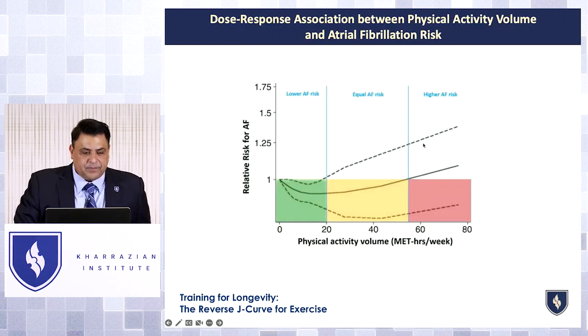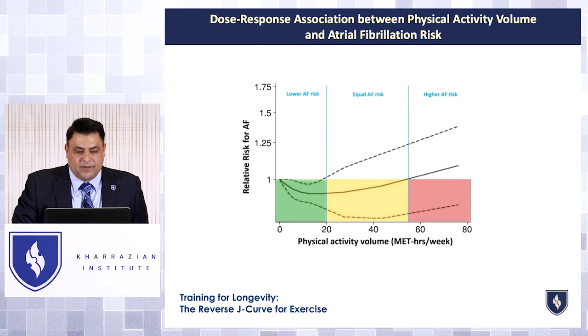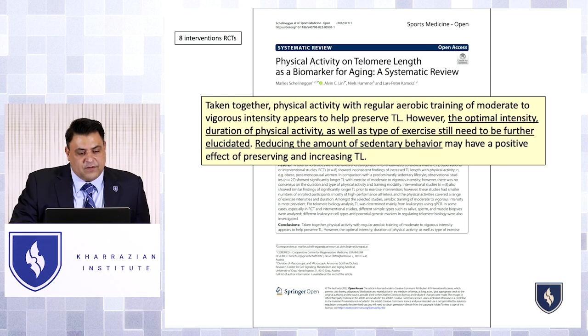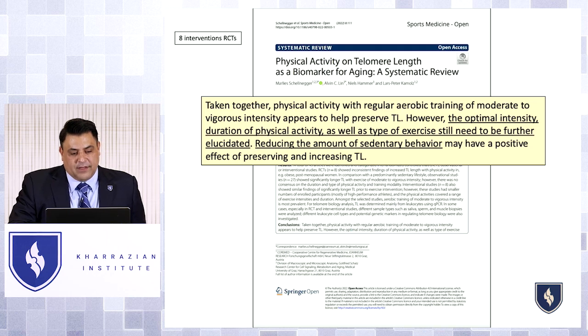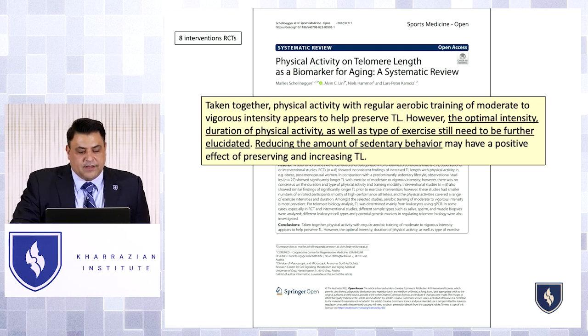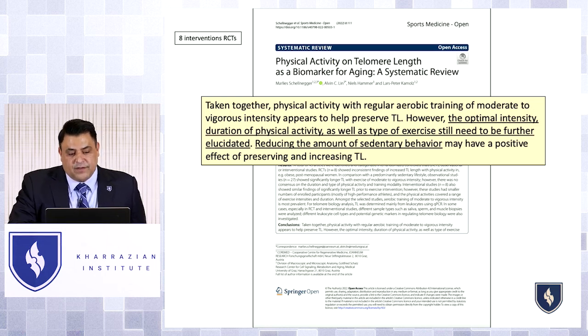Here you can see the dose-response association between physical activity volume and atrial fibrillation. You can see as they increase physical activity, their atrial fibrillation risk goes up. This was a systematic review of 8 interventional randomized clinical trials called Physical Activity and Telomere Length, the Biomarker of Aging. Taken together, physical activity with regular aerobic training of moderate to vigorous intensity appears to preserve telomere length. However, the temporal intensity, duration of physical activity, as well as type of exercise, still need to be further elucidated. Reducing the amount of sedentary behavior may have a positive effect on preserving and increasing telomere length.